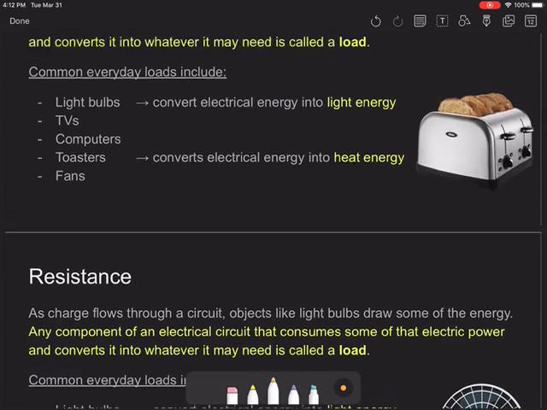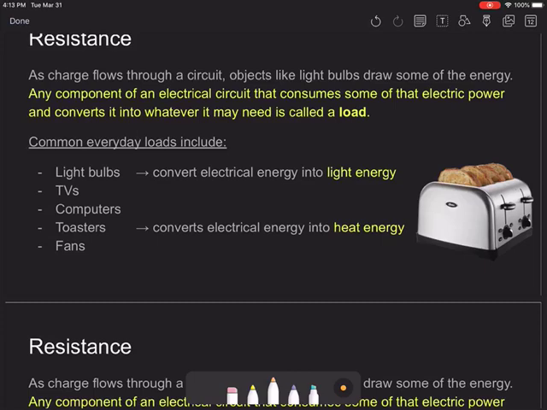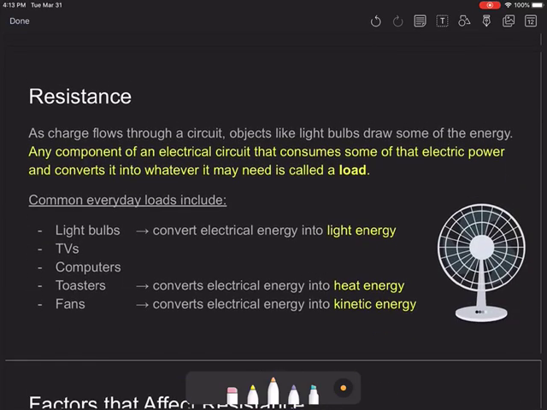If we take a look at something like a toaster, it takes that electrical energy and converts it to heat energy. Okay? Because it causes the inside of the toaster to heat up, and that heat will then toast your bread. So electrical energy into heat energy. If we look at something like a fan, that converts electrical energy into kinetic energy or mechanical energy. Kinetic energy is just the energy of motion, right? In a fan, you have the propellers or the blades inside spinning around. So that is an example of kinetic energy.